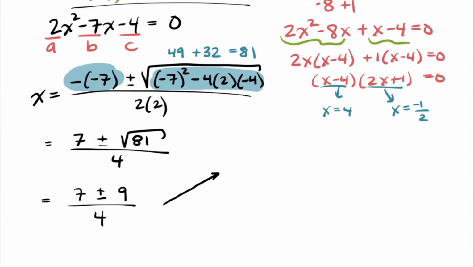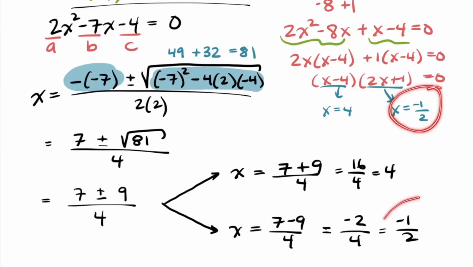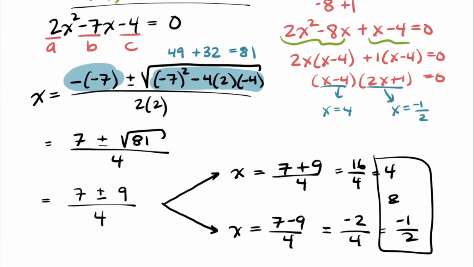And at this point, we can split this up into two solutions, one with the plus and one with the minus. So 7 plus 9 is 16. 16 divided by 4 is 4. Hey, look, that matches. Has to, that's how math works. 7 minus 9 is -2 divided by 4, and that simplifies to -1/2. Hey, that matches here and here. So either way, these are our two solutions, x equals 4 and x equals -1/2.